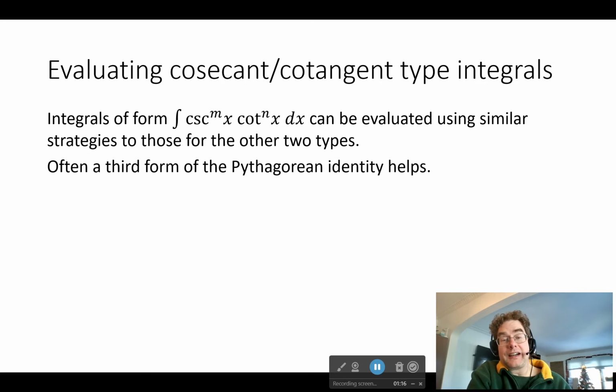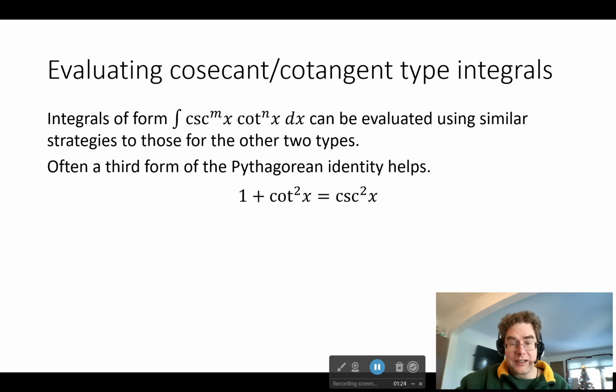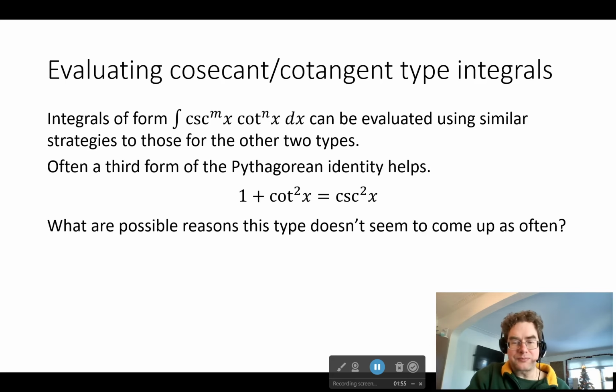One thing is, a lot of the strategies are the same. The Pythagorean identity, again, is a big contributor to that. And the third form of the Pythagorean identity is 1 plus cotangent squared x equals cosecant squared x. So you can, again, obtain this one from your standard sine squared plus cosine squared equals 1 by dividing all three terms, in this case by sine squared x, to get this version of the Pythagorean identity. A lot of the same strategy and so forth.